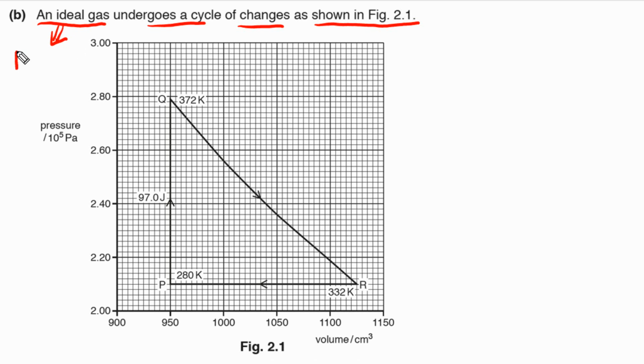For an ideal gas, we simply need to understand that the change in internal energy is equal to the change in kinetic energy, because for ideal gases there are no intermolecular forces between molecules, so they don't have potential energies. So this is a very important point. An ideal gas is given to us. Now it is also given to us that it completes one cycle. So from P it goes to Q, then R, then back to P.